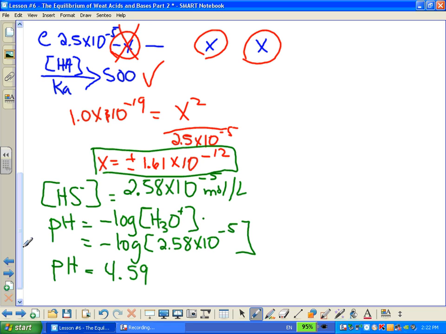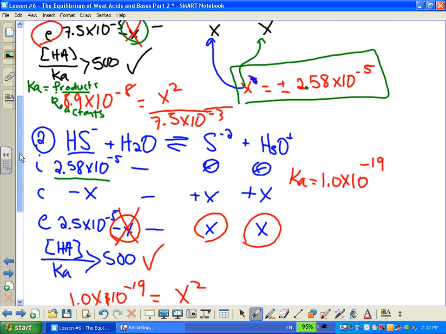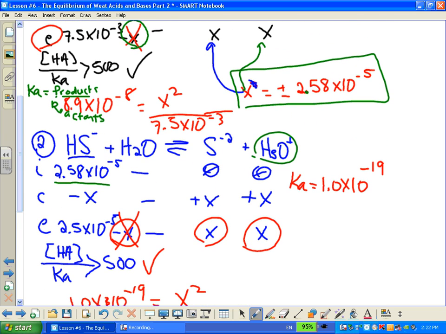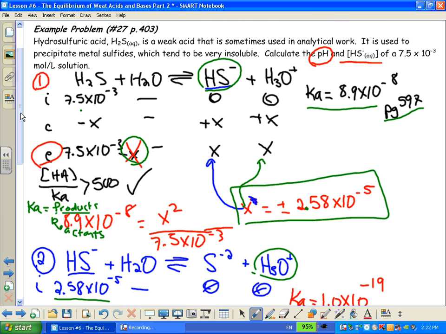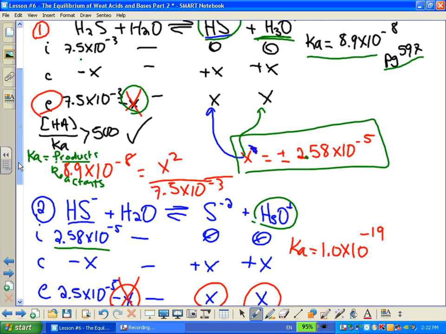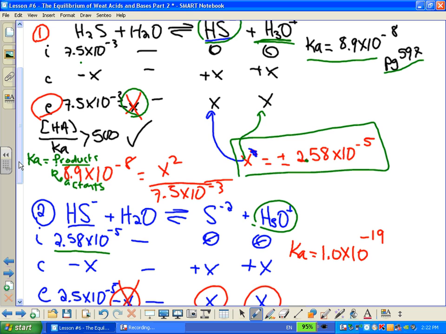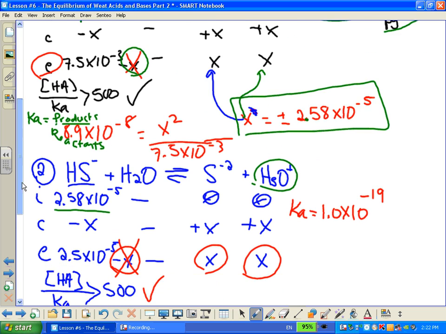Once you've gone through the two dissociations, you're then going to finally answer the question. We already found the concentration of HS minus from the previous dissociation to be 2.58 times 10 to the negative 5. For the pH, you only want to take the H3O plus from the first dissociation, not both of the H3O pluses. Whatever that value was, we found it to be 2.58 times 10 to the negative 5.